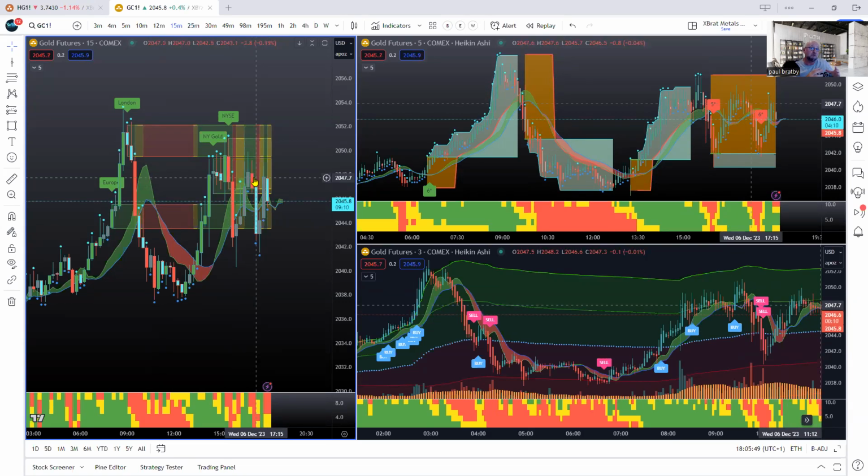But actually, those opening ranges helped us frame that chart quite considerably.